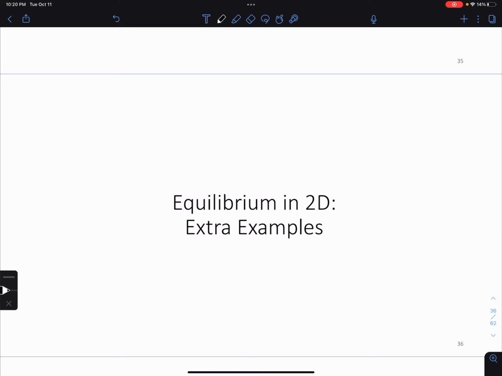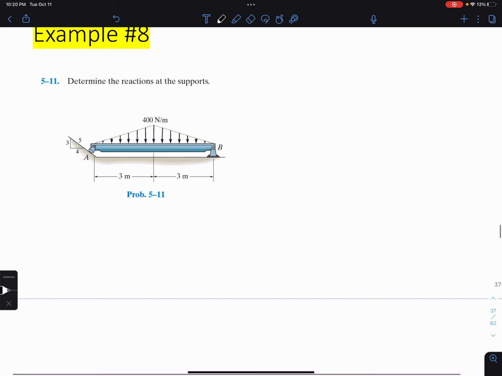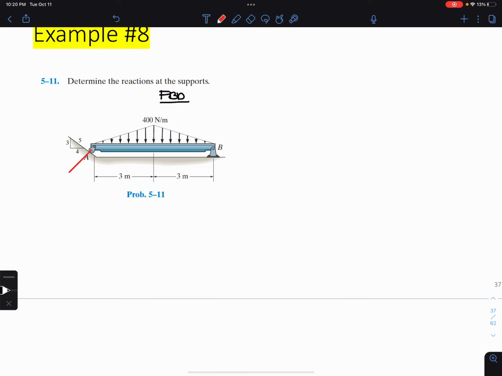We're going to now go over some extra equilibrium examples in 2D. Let's start with example 8. We want to determine the reaction at the support tier, and we have a distributed load. So let's start by drawing the FBD. At A we have the roller, so we have an A normal. At B we have a pin, we have a BX, a BY, and then we have a triangular distributed load.